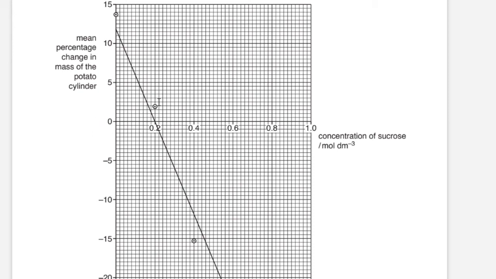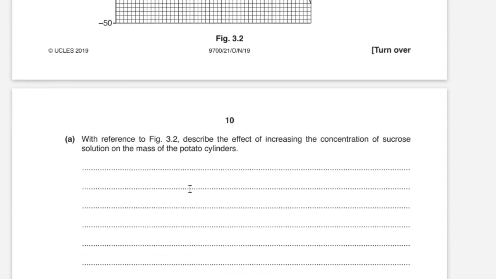And that leads me to my next point, that change in mass is due to movement of water either into or out of the potato. So when the concentration of sucrose solution increases, that means its water potential decreases. So now the water potential of the sucrose solution is lower than the water potential of the potato, and so the water would move out of the potato into the sucrose solution, which would lead to a decrease in mass of the potato cylinder. And that's all you need to write in your answer.